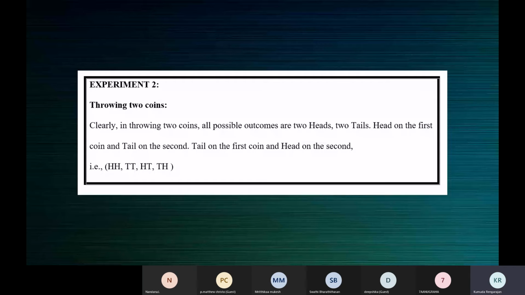So it's a random experiment. Throwing 2 coins is a random experiment because you know the outcomes. You know what all you can get, but what exactly you will get when you toss 2 coins, you don't know. You cannot predict the outcome in advance, but you know all the possible outcomes. But which one of these will happen when you throw the 2 coins, that you don't know. So it's a random experiment.